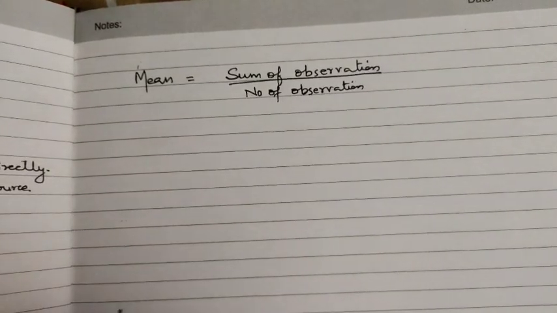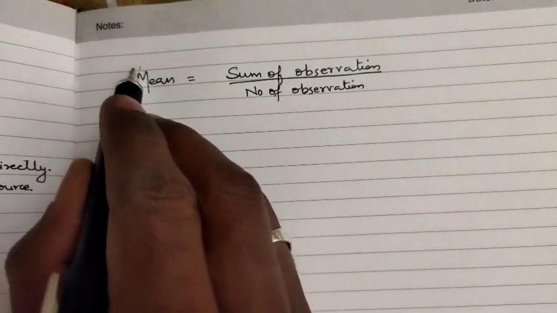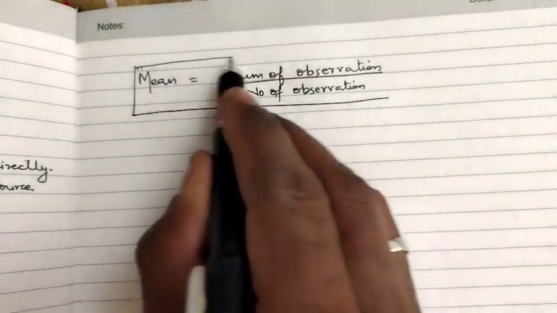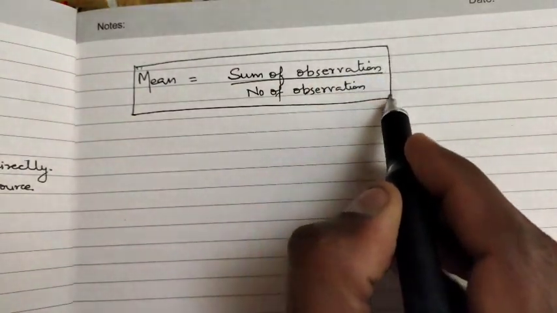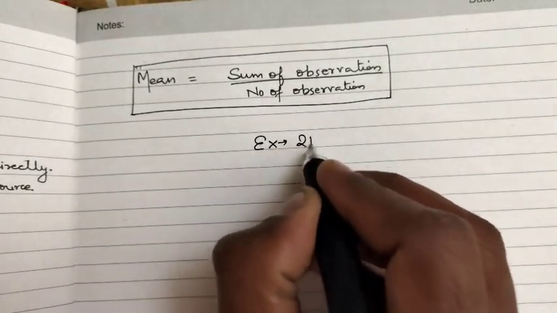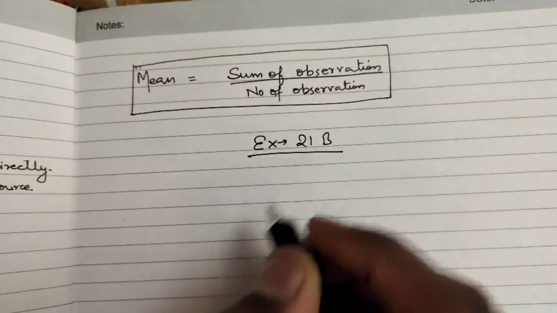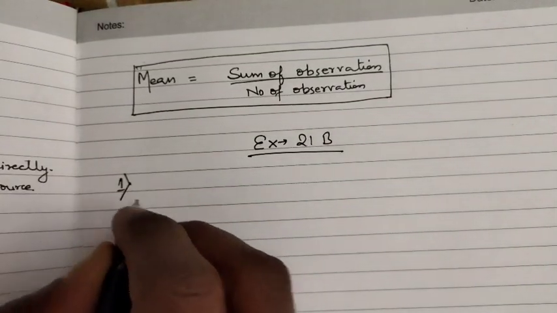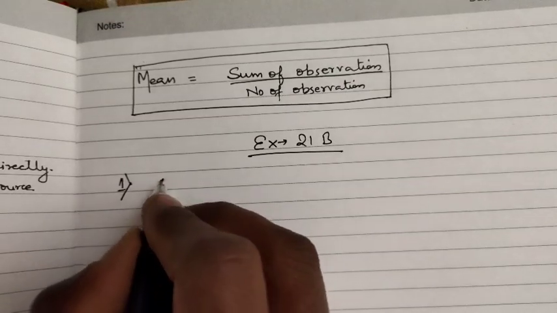Now we will understand how to solve the problems related to mean by starting our new exercise, that is exercise 21b. We will follow this formula. Like the very first question, find the mean of whatever data is given.